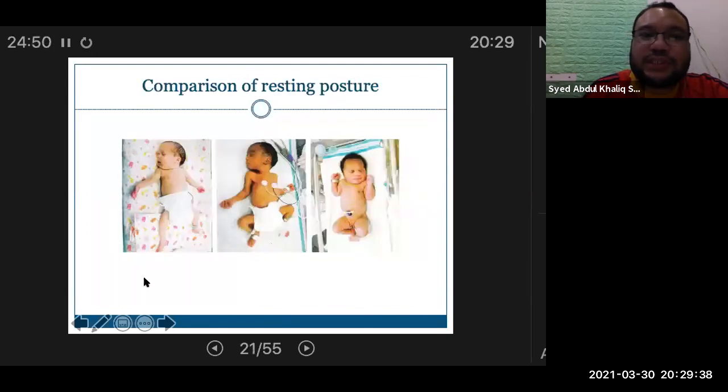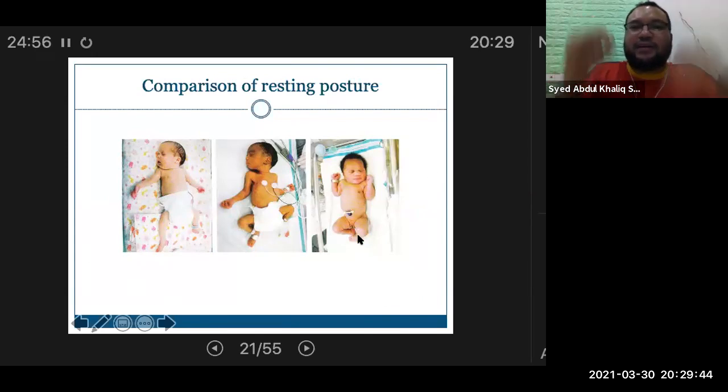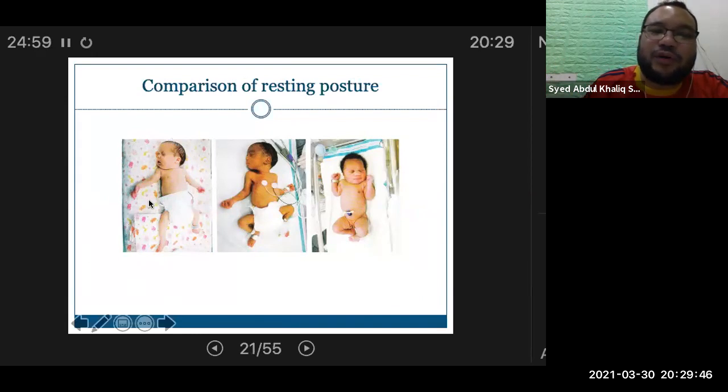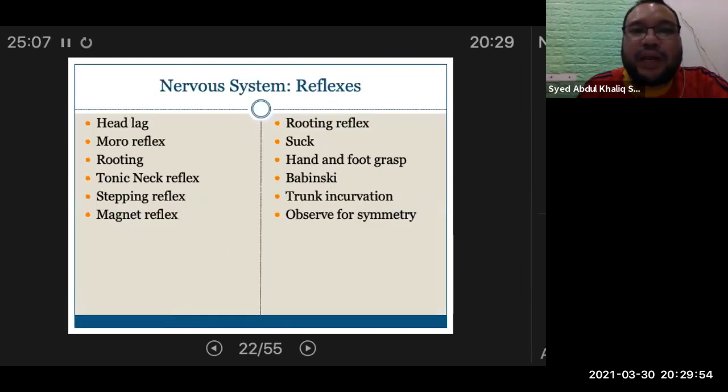This is the posture. If you see here, term baby at the right side, the posture is flexed. If premature baby, it is more extended. The muscle tone is less. This is resting posture. And then we assess the nervous system other than the tone. We assess whether there's head lag. More premature the baby, more head lag.